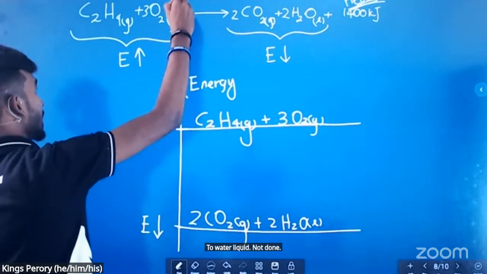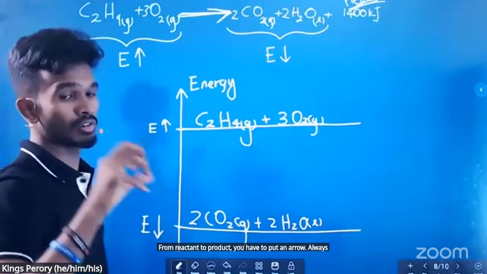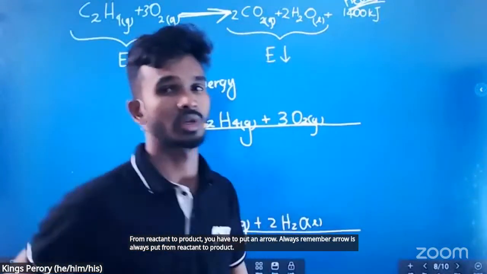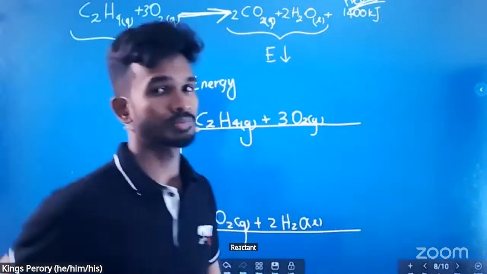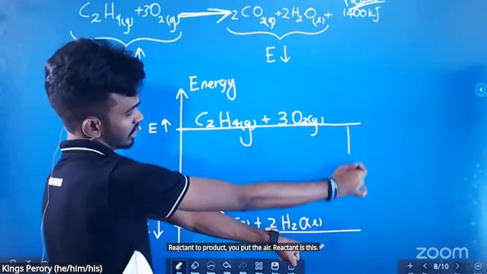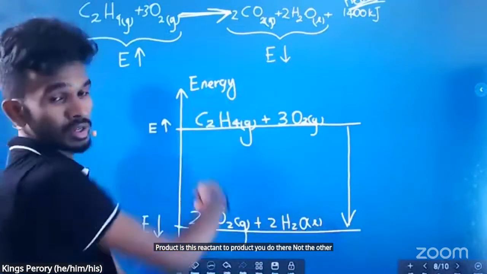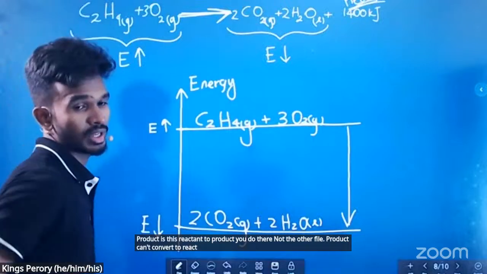From reactant to product, you have to put an arrow. Always remember, the arrow is always put from reactant to product. Reactant is this, product is this. Not the other side; product can't convert to reactant. Reactant to product, you put the arrow.